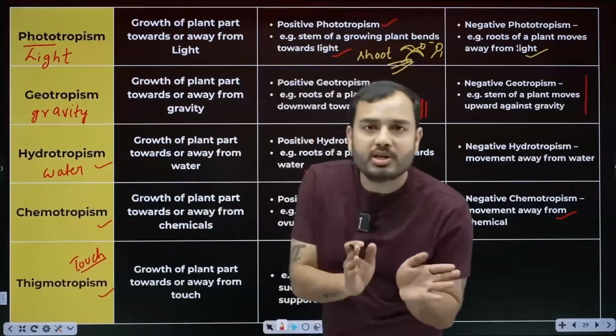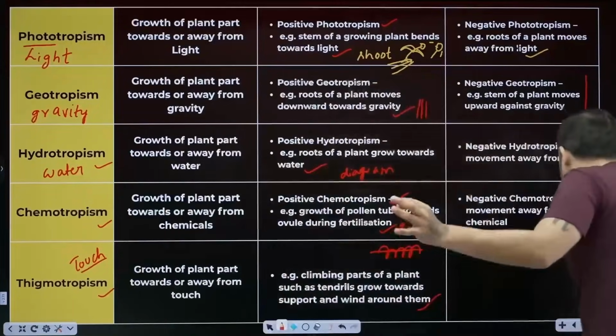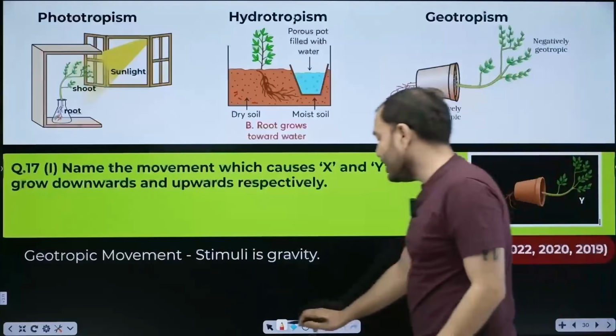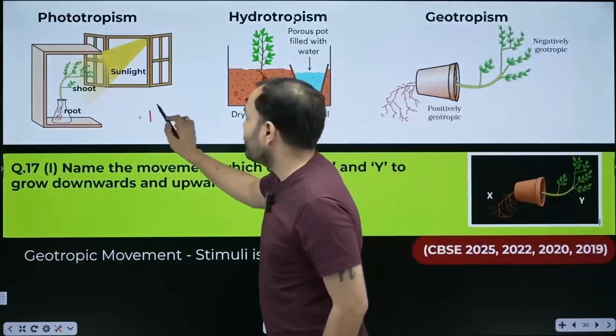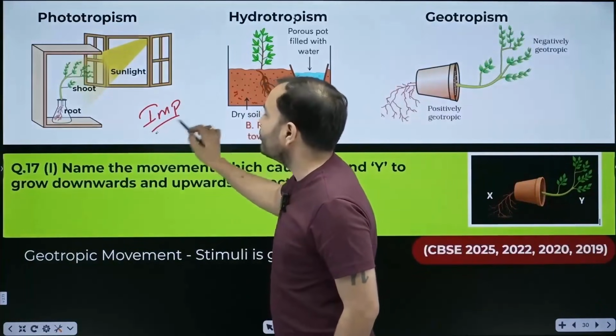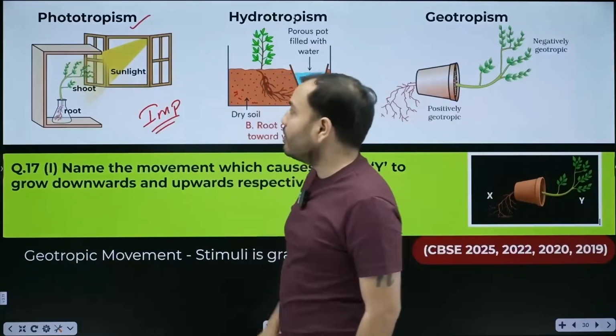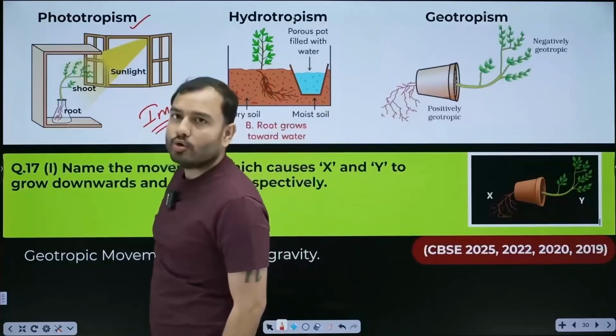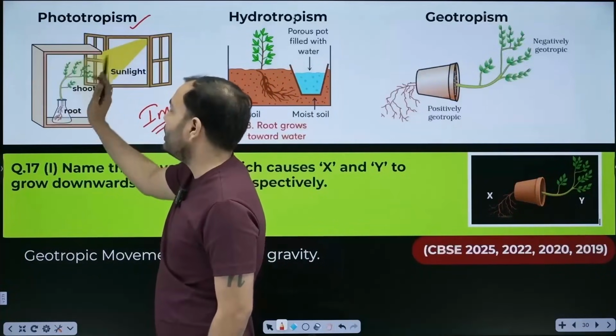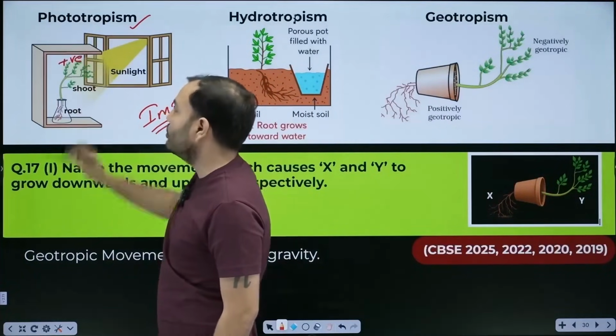If they go towards the stimulus, it's positive. If they go opposite, then negative. There are some diagrams that you need to see. The exam asks them, that is important. Look at them carefully, practice them too. Like phototropism. Now look, sunlight came, the shoot, meaning the upper part, went towards the sunlight. What did it do? Positive phototropism.